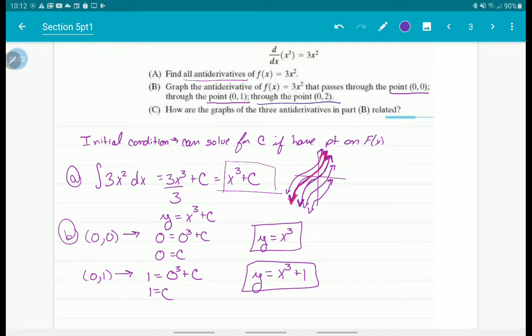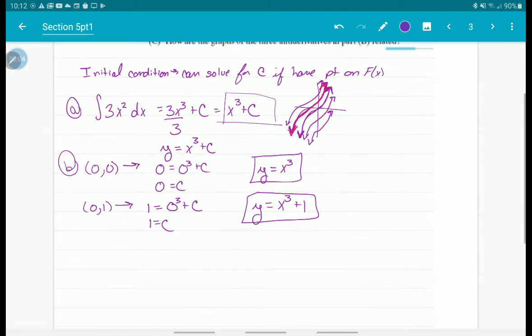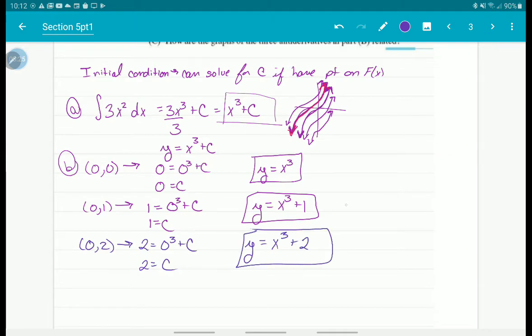And then they're asking us, well, what about going through the point 0, 2? What would that do? If I go through 0, 2, 2 is my y value, 0 is still x. My c value is now 2. So I've got the equation x cubed plus 2. These are called particular equations, or particular solutions.